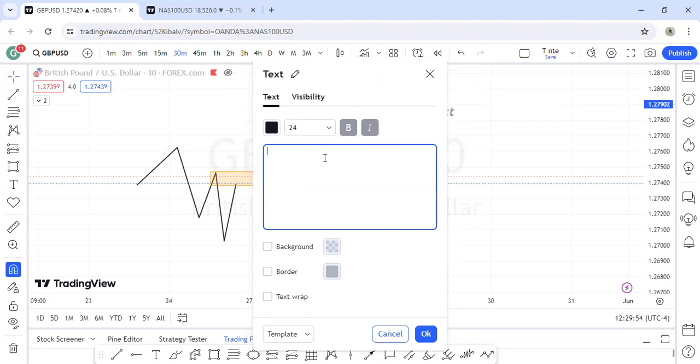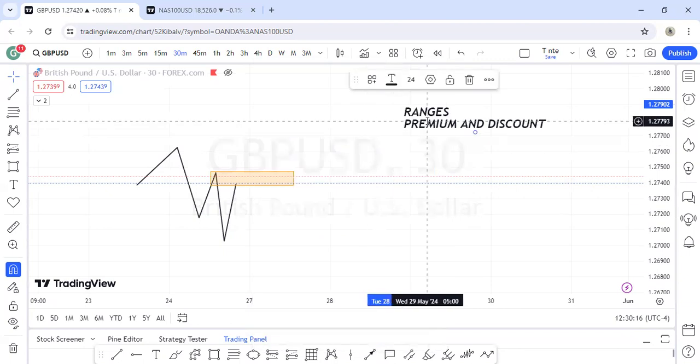Now let's talk more about trading ranges. We're still on advanced market structure. Let's talk a bit about ranges, then we'll talk about premium and discount levels. This is very important, because if you don't understand this, you'll be buying or selling in the wrong place.